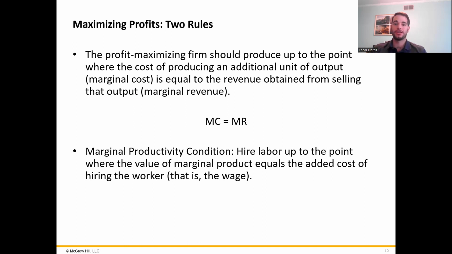However, if the cost of hiring an additional worker, so the wages paid to those workers, is greater than the value they add to the firm, the firm will hire fewer workers. Now, profit maximization occurs where the value of the marginal product of labor equals the wage rate.